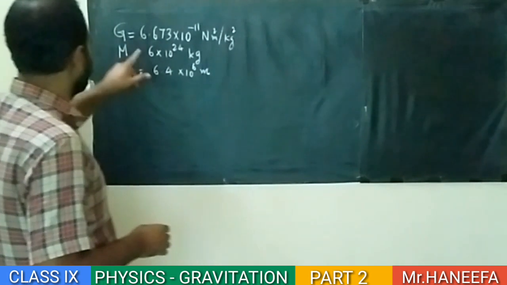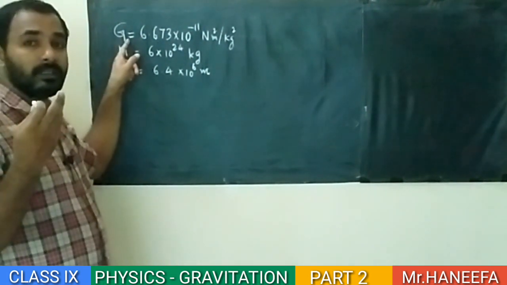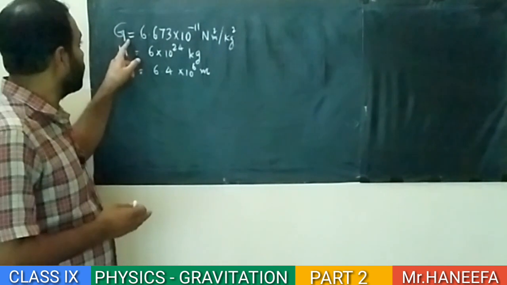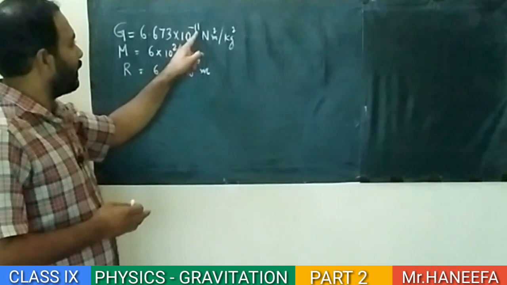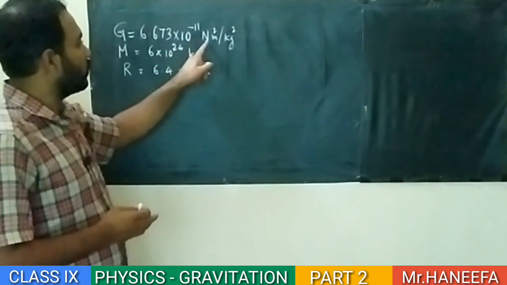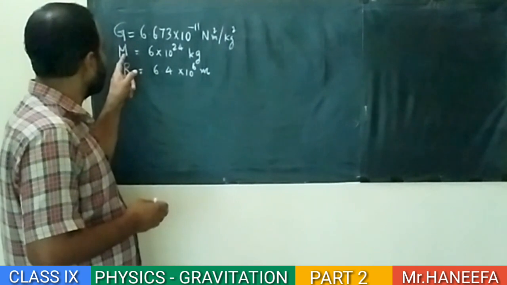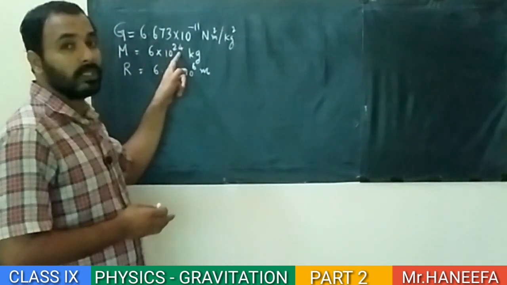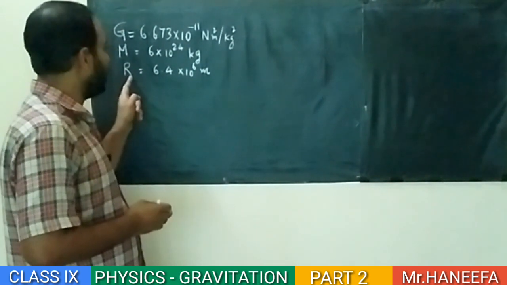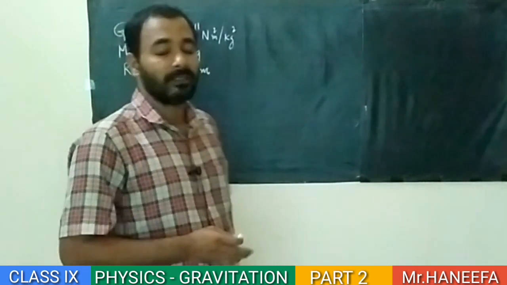So here, what is the value of universal gravitational constant G equal to 6.673 into 10 raised to minus 11 Newton meter square by kg square. What is the mass of the earth? M equal to 6 into 10 raised to 24 kg. Radius of the earth 6.4 into 10 raised to 6 meter.